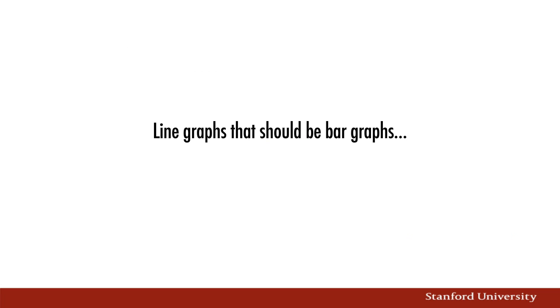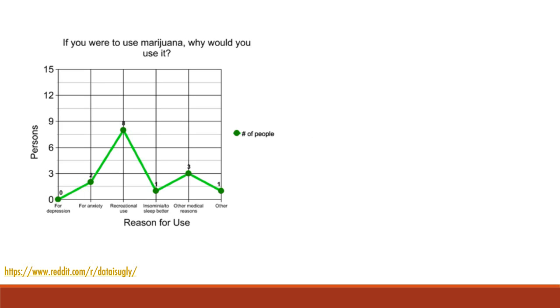So a common error in data visualization is to choose the wrong graph for your data. For example, choosing a line graph that really should be a bar graph. I grabbed this example from that Reddit site that I mentioned. This was just a small survey, and we won't talk about the problems with study design here. We're just going to focus on the graphic. They asked people, if you were to use marijuana, why would you use it? And so they've got frequencies of different reasons, but they graphed that as a line graph.